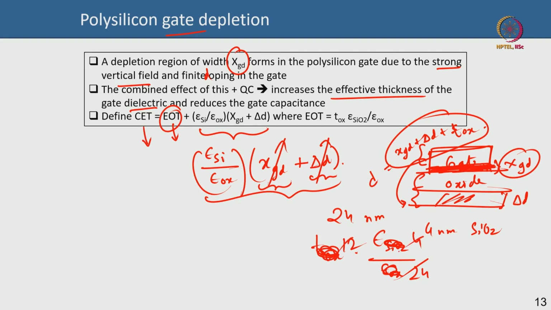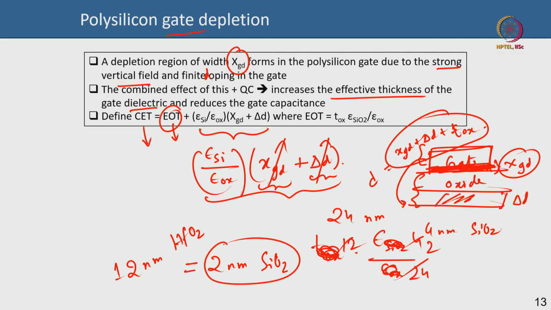So this will become 2. So that is 2 nanometer of SiO2 is going to be exactly the same as 12 nanometer of hafnium oxide. Now that is amazing. 2 nanometer will leak a lot because of the tunneling effect, 12 nanometer will not leak a lot. So equivalent oxide thickness is 2 nanometer for a 12 nanometer oxide. Okay. So that is important to keep in mind.